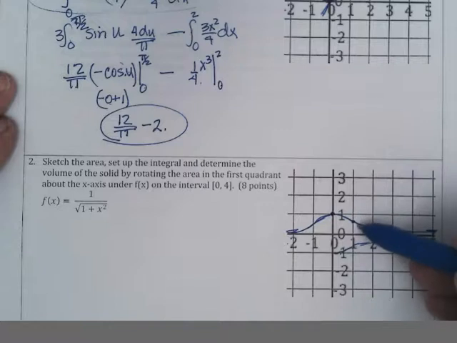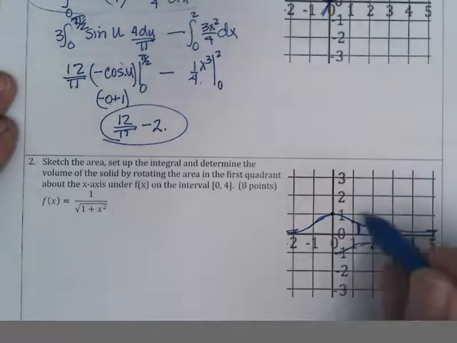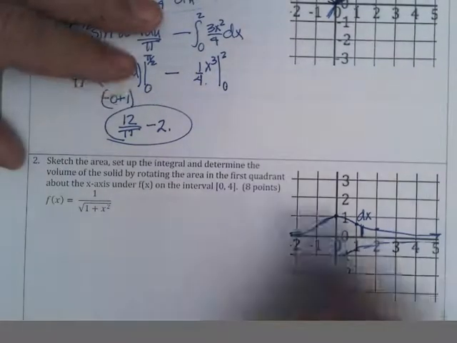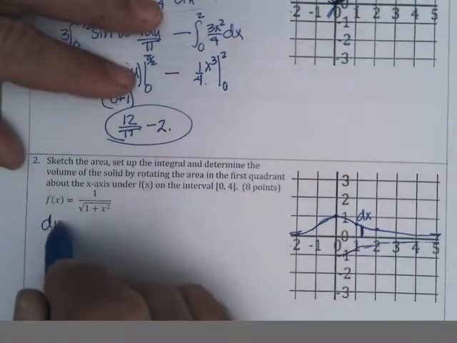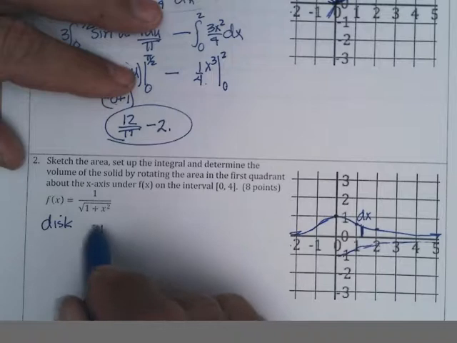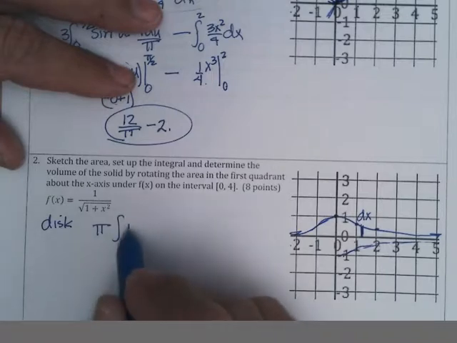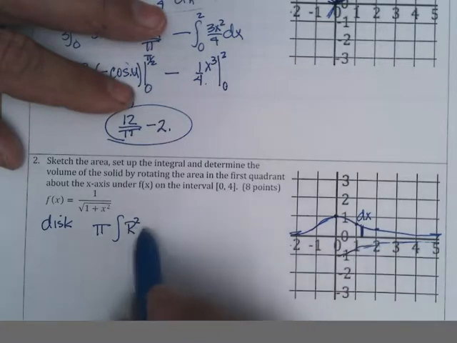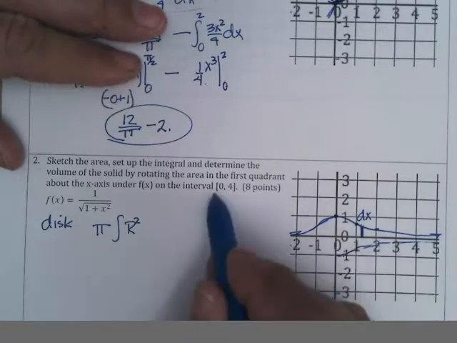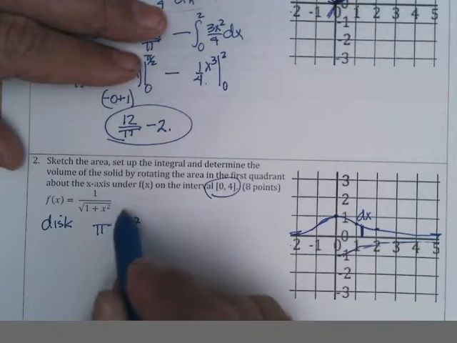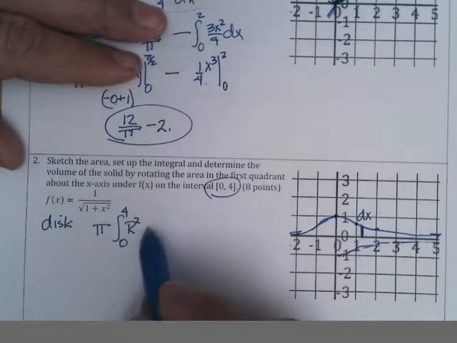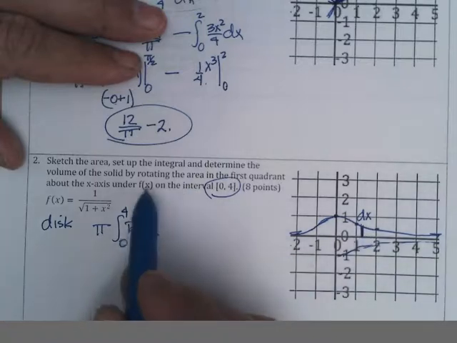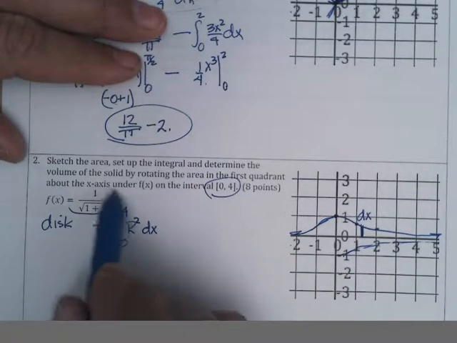So disk method, I would just do a slice vertically. It'd be a dx. And the disk method is pi integral of r squared minus, there's no inside, so I don't have to do minus r. And I want to do it from 0 to 4. And my slice is dx. So this direction is y. And y is equal to this.